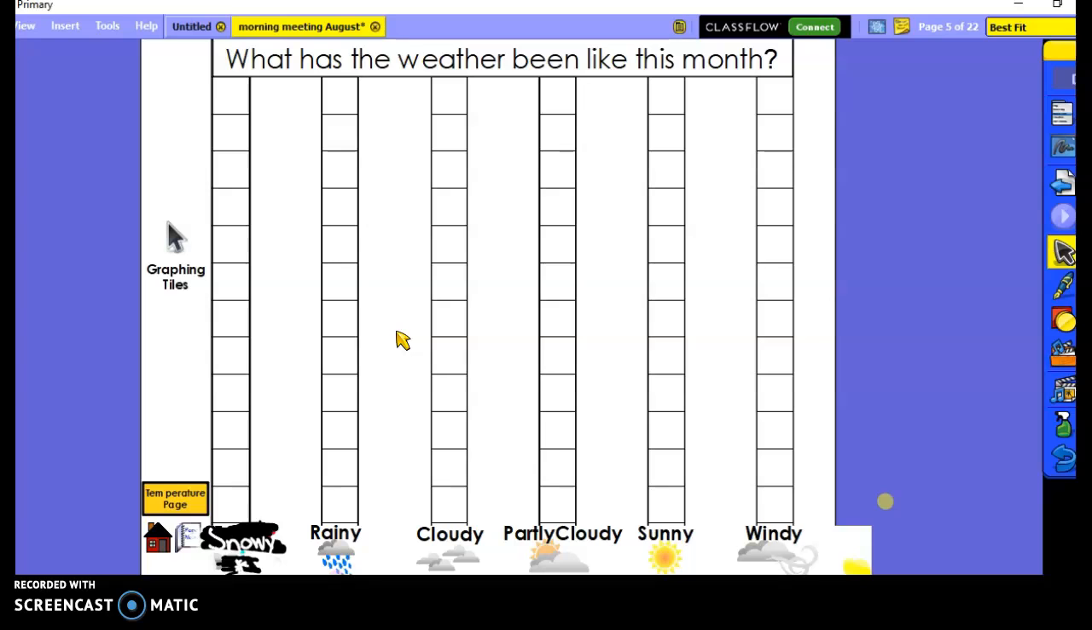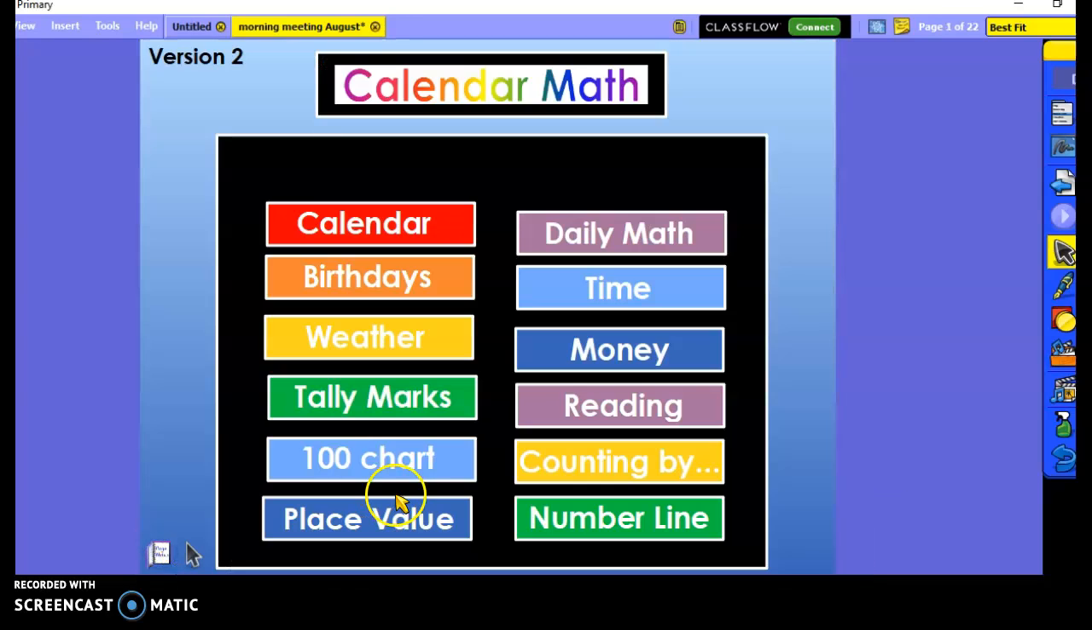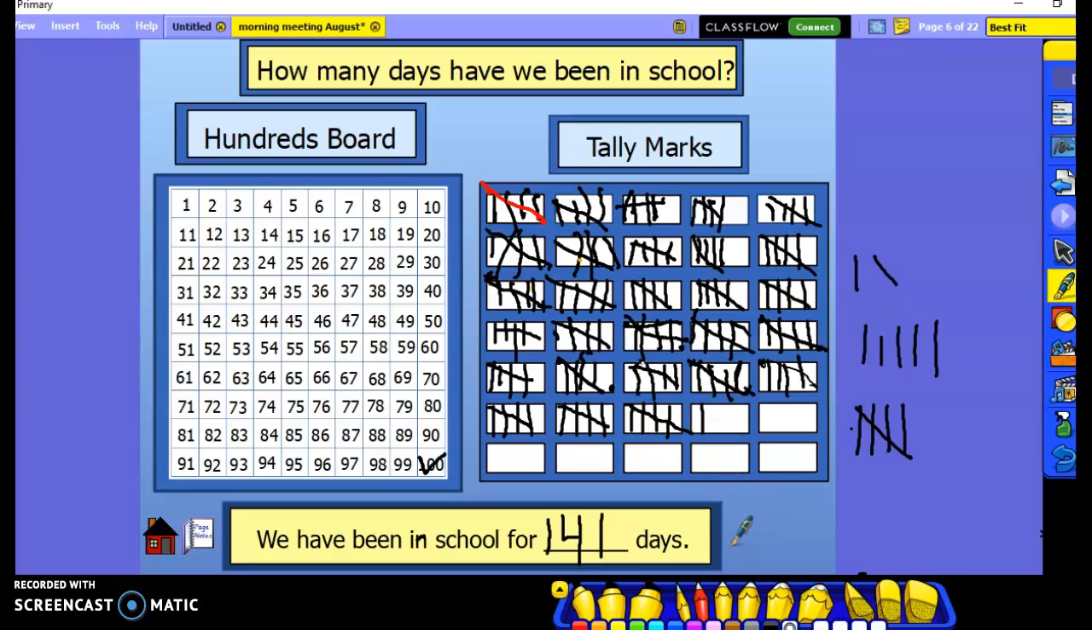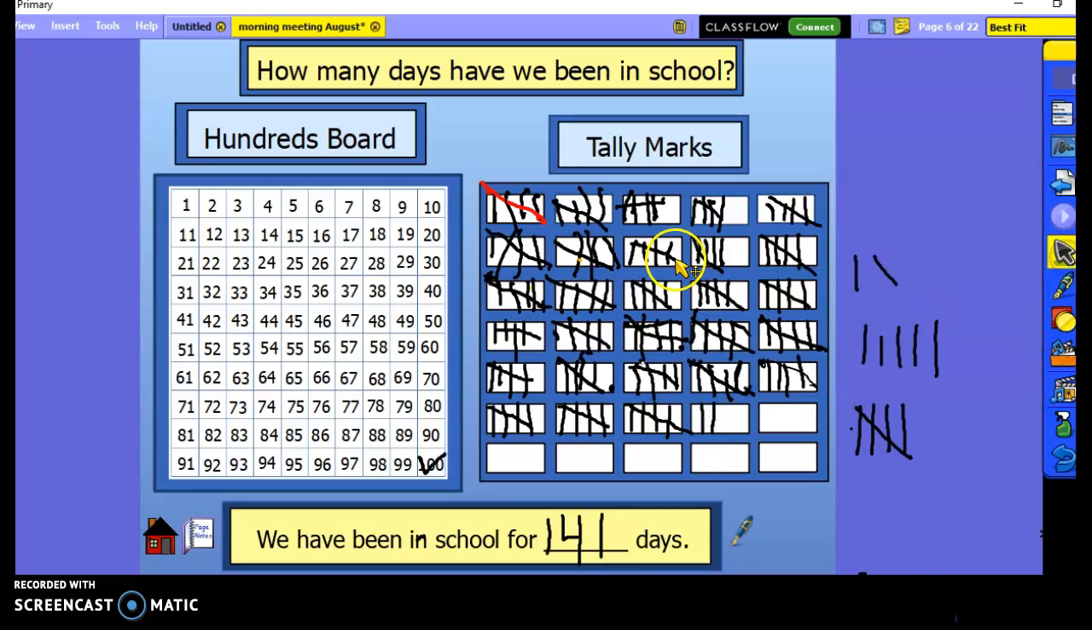Tell your mom, your dad, your sister, or your brother what the weather is. And we'll move on to our tally marks. This will be our second tally mark in our box. So again, it is vertical. It goes up and down. This represents 5, so we are going to count by 5s.